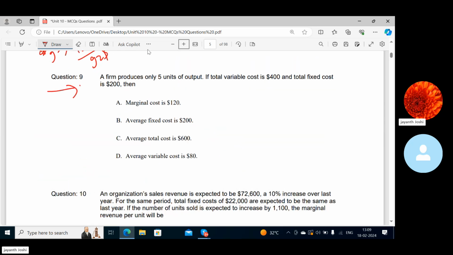The next one: the firm produces only 5 units of output, total variable cost is 400, total fixed cost is 200. Then they're asking, so total variable cost $400, total fixed cost $200. They are making how many units? 5 units. Marginal cost is for one additional unit, right? Yes, for one additional extra unit.